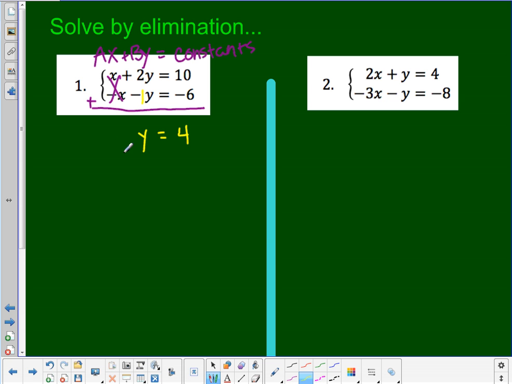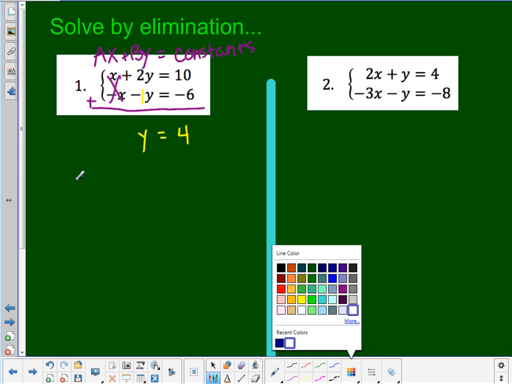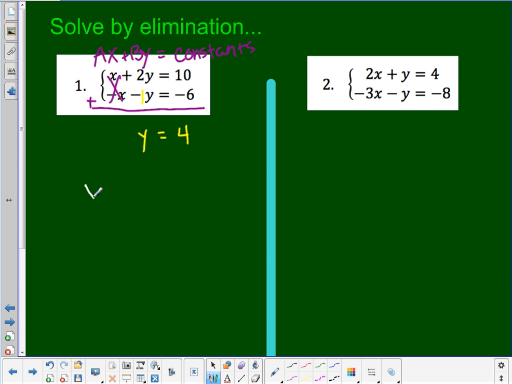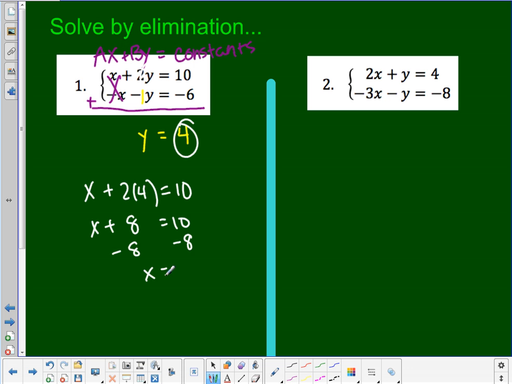Now I need to take that 4 and plug it back into either one of the equations on the top. If I do the top equation, x plus 2 times 4 equals 10. All I did was take the 4 and plug it in for the y right there. So then I have x plus 8 is equal to 10, subtract the 8, and x is equal to 2. So I now have x is 2 and y is 4.